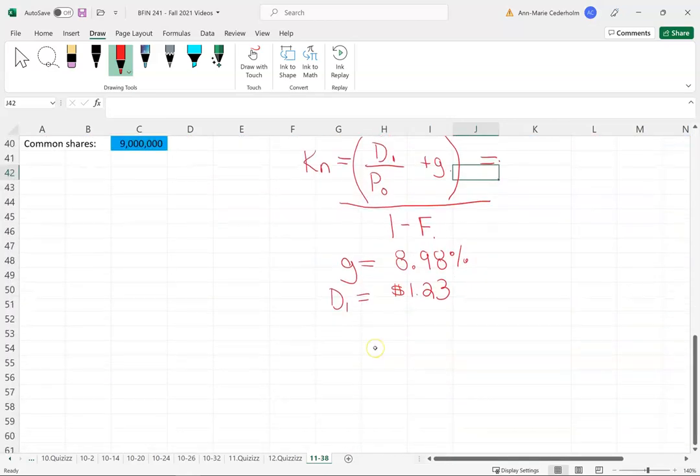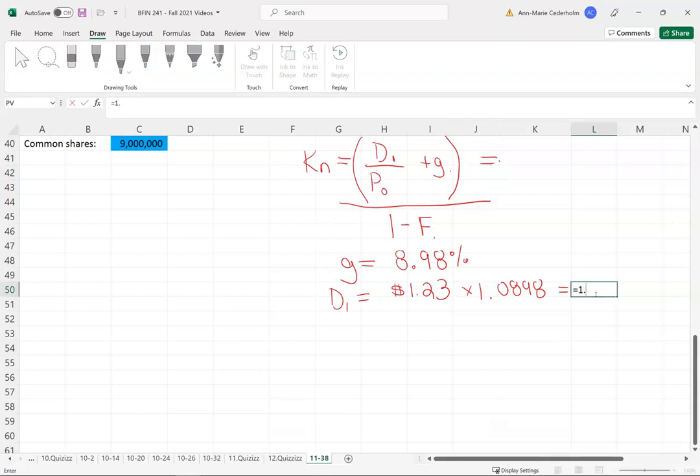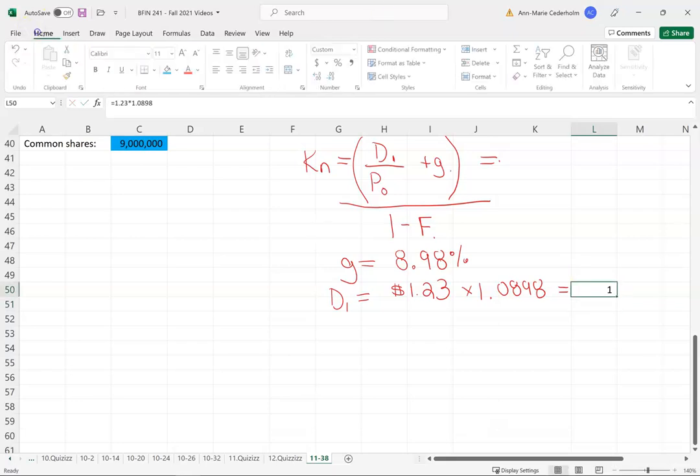Then my new dividend would be 1.23 times the growth rate, so 1.0898. So let's just see what that new dividend is. 1.23 times 1.0898. So my new dividend is 1.34. So I'll put that into the formula.